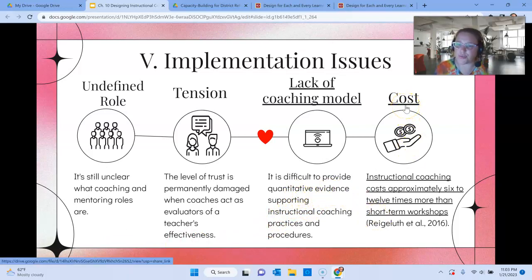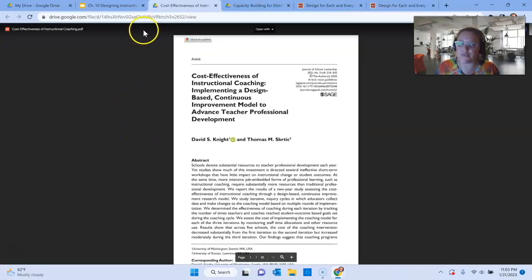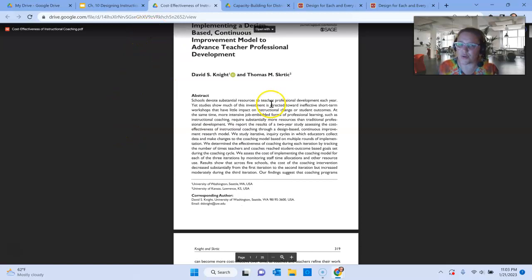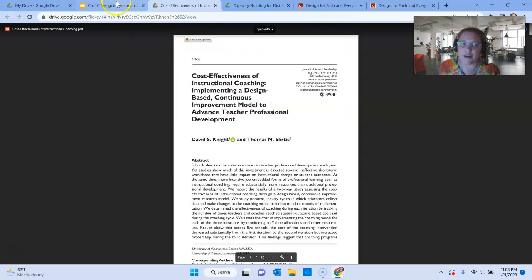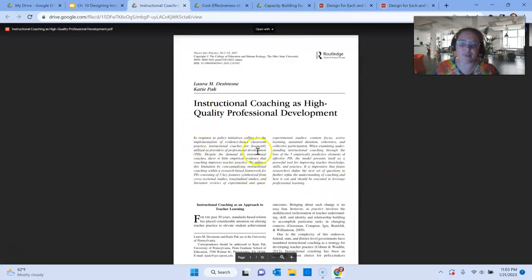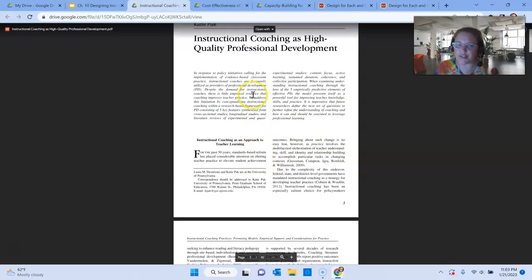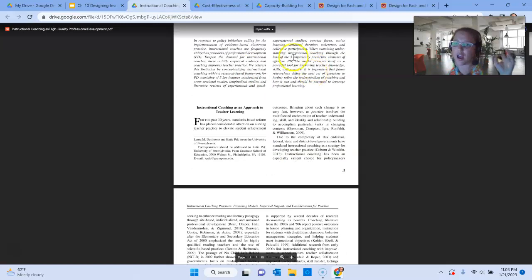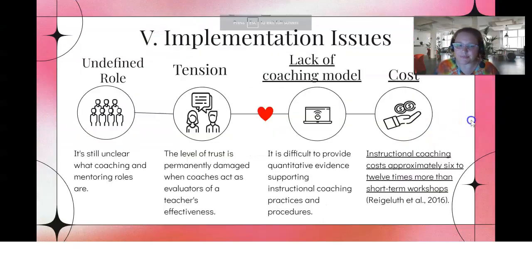And then also, they weren't sure because instructional coaching costs 6 to 12 times more than shortened workshops. But I found not one, but two articles that talked about the cost effectiveness. This article on top discussed that instructional coaches actually cut the cost of PD down, because oftentimes PD is too broad when you send teachers to it, or they don't have enough practice. And so again, you could use your instructional coaches as high quality professional development on a one-on-one basis to help the teachers.